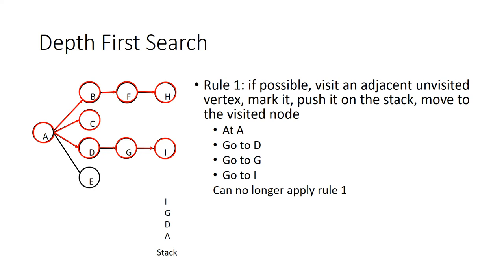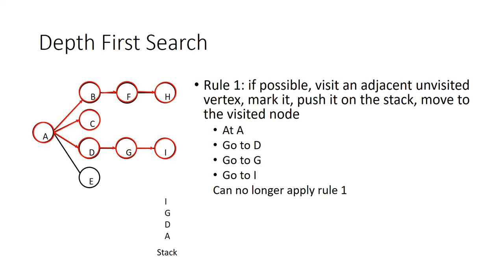So I will visit G, I will mark it, and I will put it onto the stack, and I will look around for something else that hasn't been visited. And sure enough, there is I. So I go down and I visit I, mark it as visited, put it on the stack, and I look around, and there's no place else for me to go. I can no longer apply Rule 1.